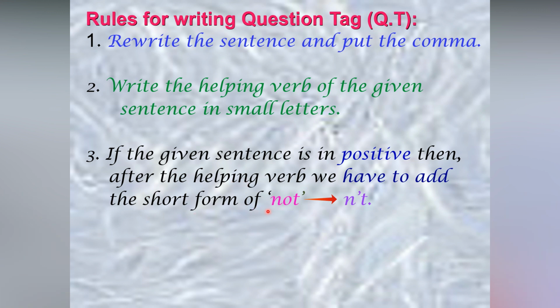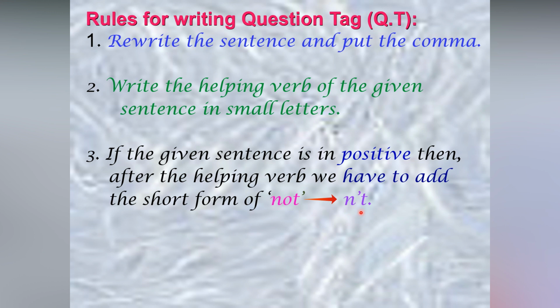First what we have to do, we have to take the helping verb from the sentence. First we have to rewrite the sentence, put a comma, then take out the helping verb from the sentence, and after that we have to add the short form n't. Then after that, what should you do?